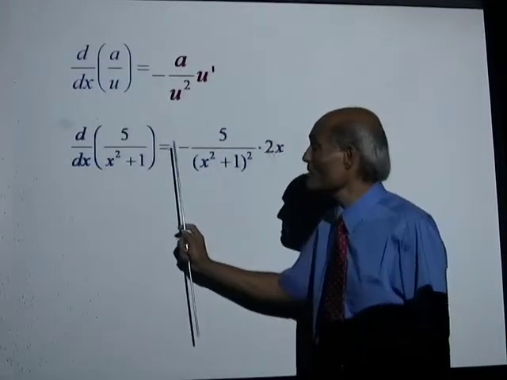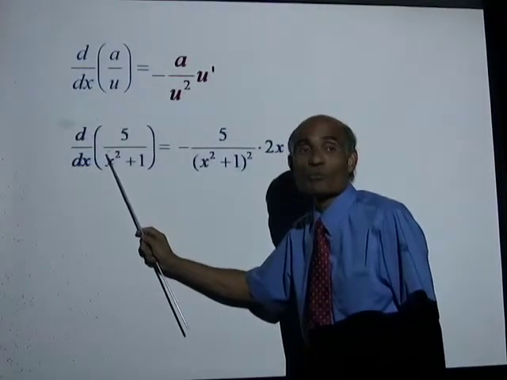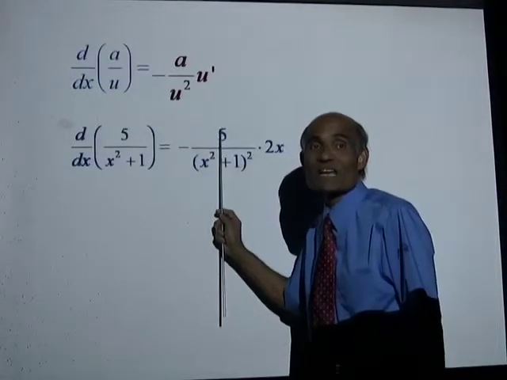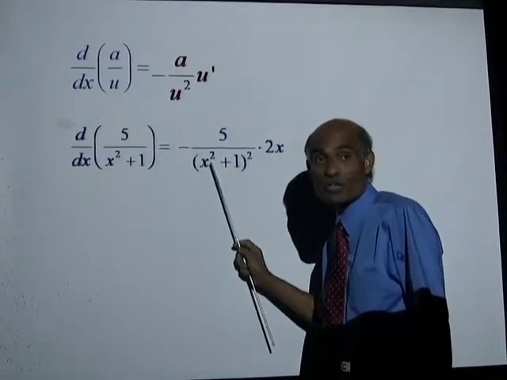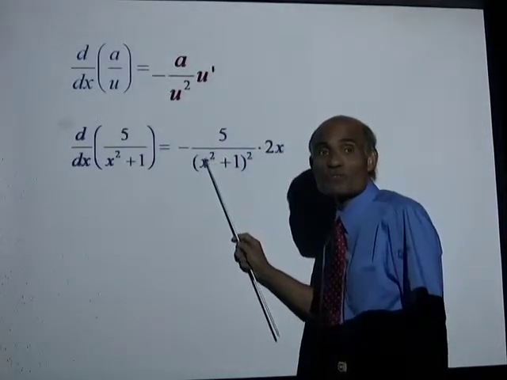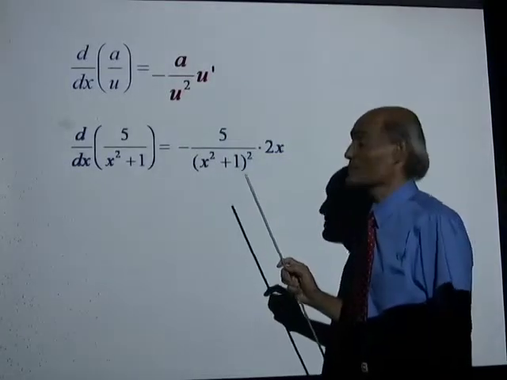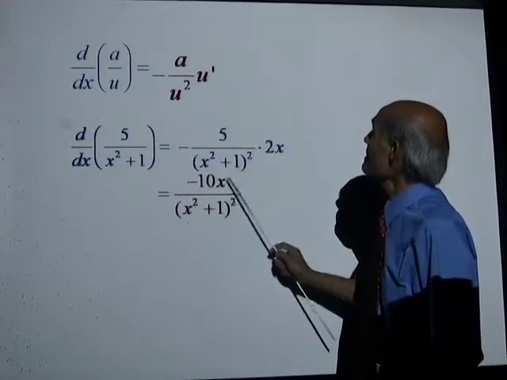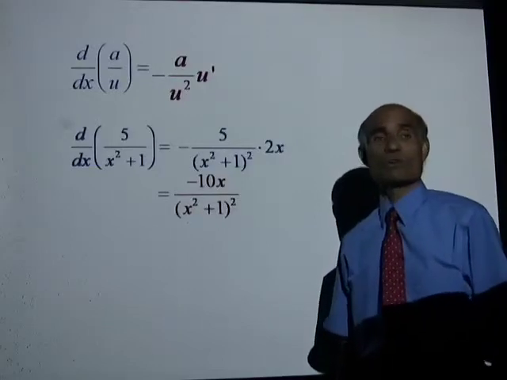All right, you want to look at this one more time? d by dx of 5 over the quantity x squared plus 1 is negative 5 over the square of that quantity, x squared plus 1 all squared, times the derivative of that quantity, x squared plus 1, that is 2x. And write down the result. That would be negative 10x over x squared plus 1 all squared.